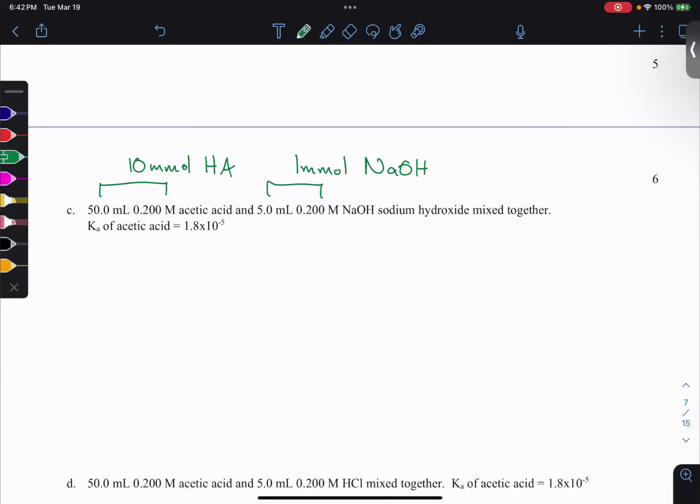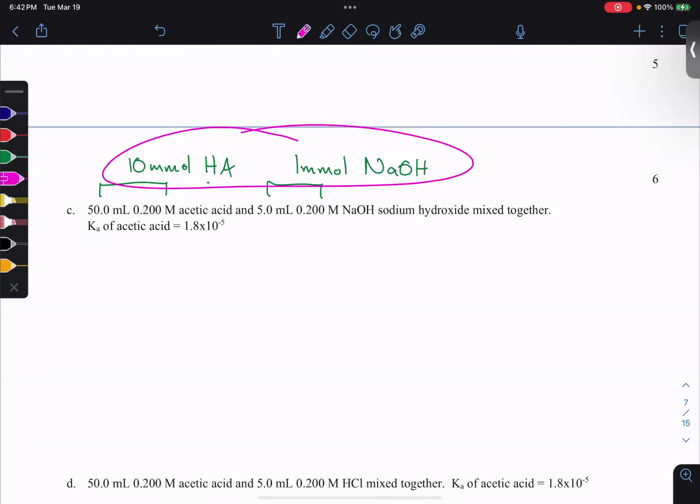So does this mean my base to acid ratio is 1/10? It is not, because the base has to be A-. It can't be sodium hydroxide. Because we don't have A-, this has to react first. So you actually have to do a BCA table. But it's fairly straightforward. It's always a 1-to-1 ratio. Once you do 3 or 4 of them, you'll recognize the pattern. But I'll do the full BCA table.